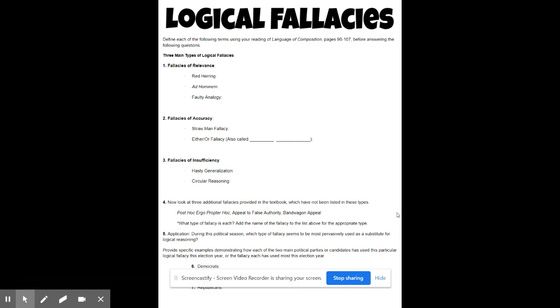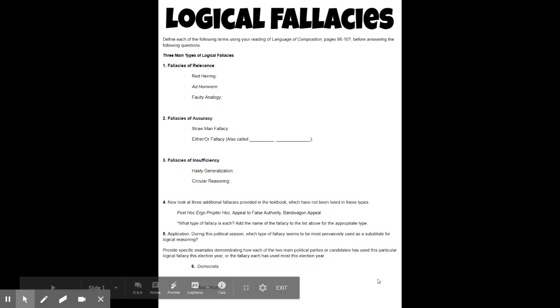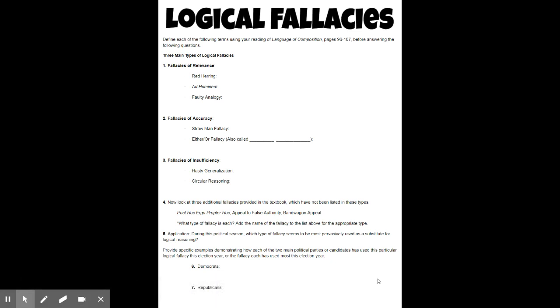And this is what I wanted us to be able to get to right now, because I think that this is a fun activity for us to do in a political season. So it says, during this political season, which type of fallacy seems to be most pervasively used as a substitute for logical reasoning? And I want you to keep in mind that we talk about fallacies as being negative, and they are negative because they're not logical. But just because something's not logical doesn't mean it's not effective. And so political parties and candidates don't use things to be ineffective, right? They use things to be effective and things that they think will work on an audience. And so when they're using these fallacies, they are doing it intentionally, and they're doing it because they work a lot of times.